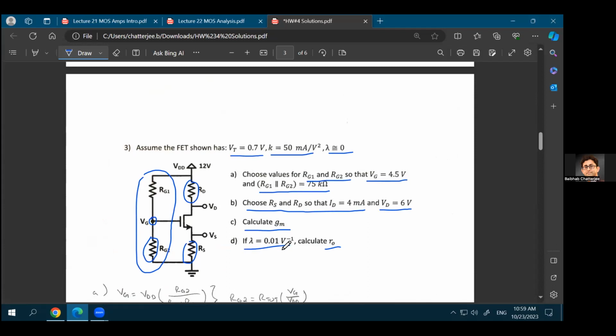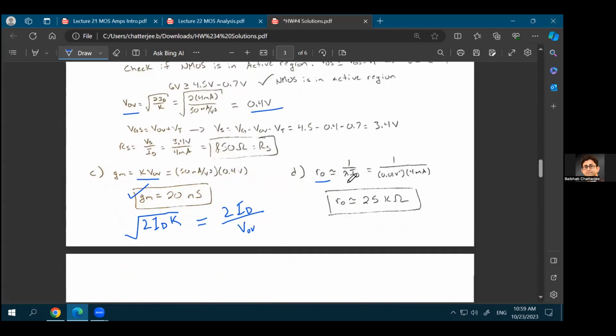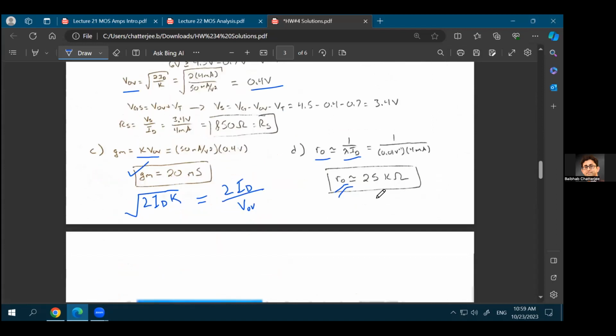If the value of lambda is equal to 0.01 per volt, you can find out RO to be equal to 1 upon lambda ID, as it was proved in class, and then you can find out what would be the output resistance. In this case, it comes out to be about 25 kilo ohms.